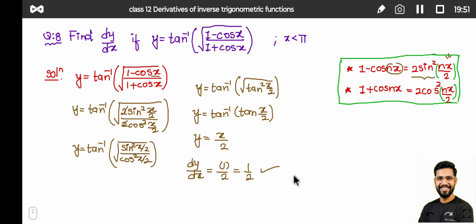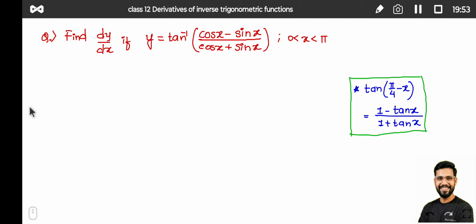Look at the next important question. So the question is, find derivative of y with respect to x. Y is given tan inverse of cos x minus sin x upon cos x plus sin x. Okay. So to solve this question, let's write down first of all y as it is. So y is equal to tan inverse bracket cos x minus sin x divided by cos x plus sin x.